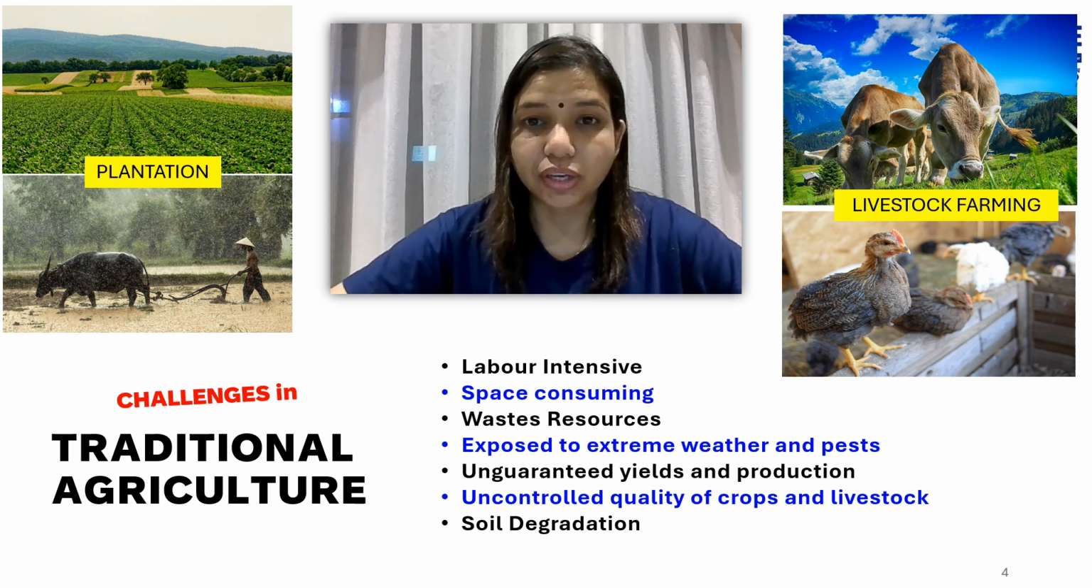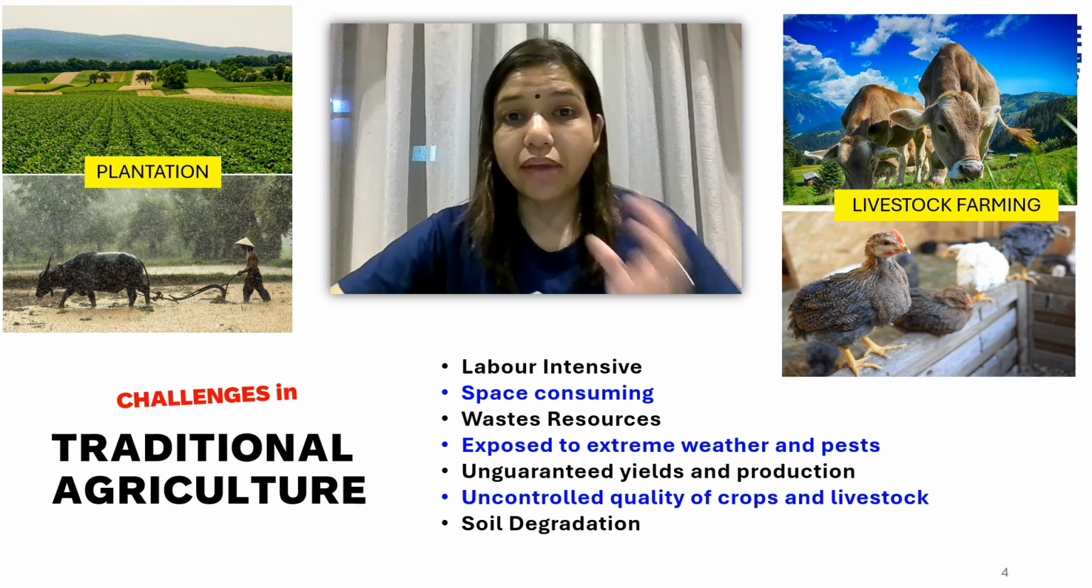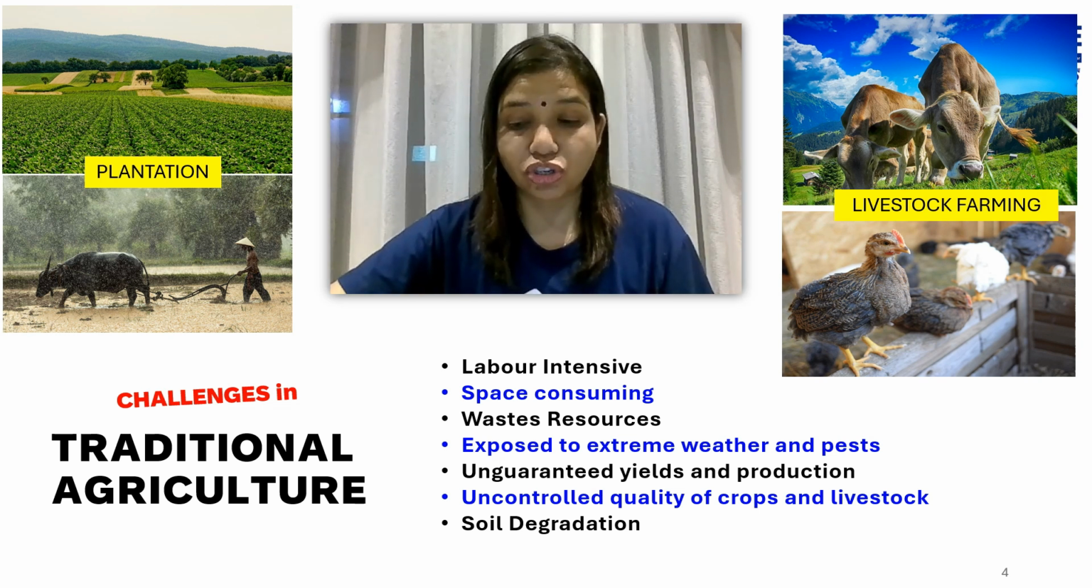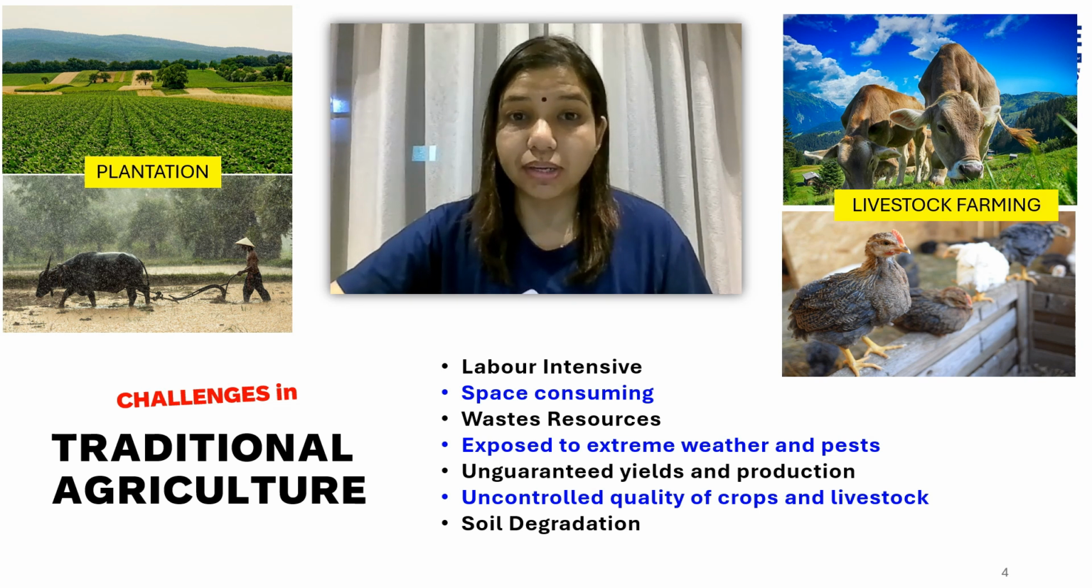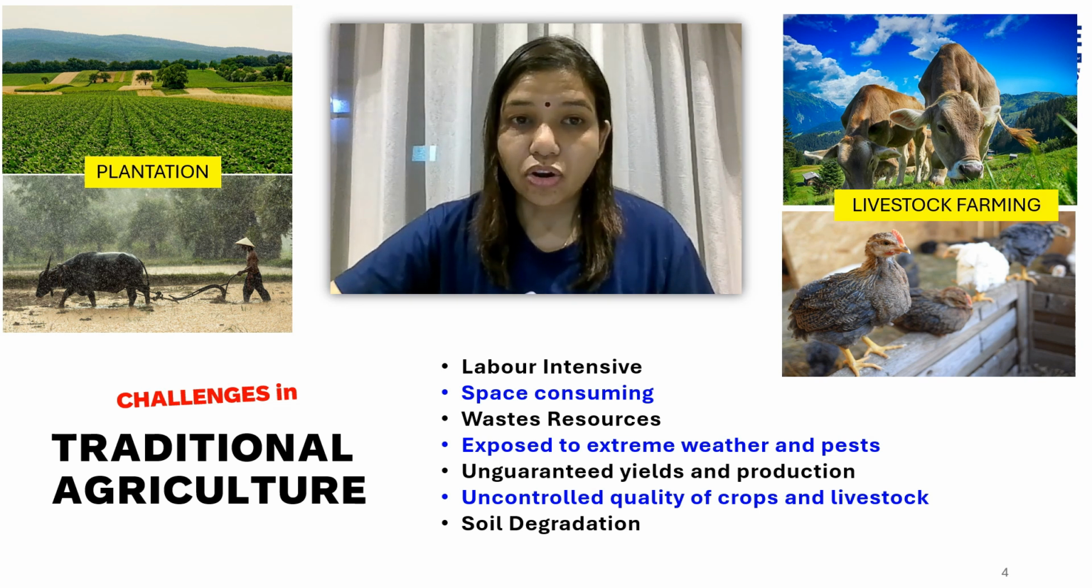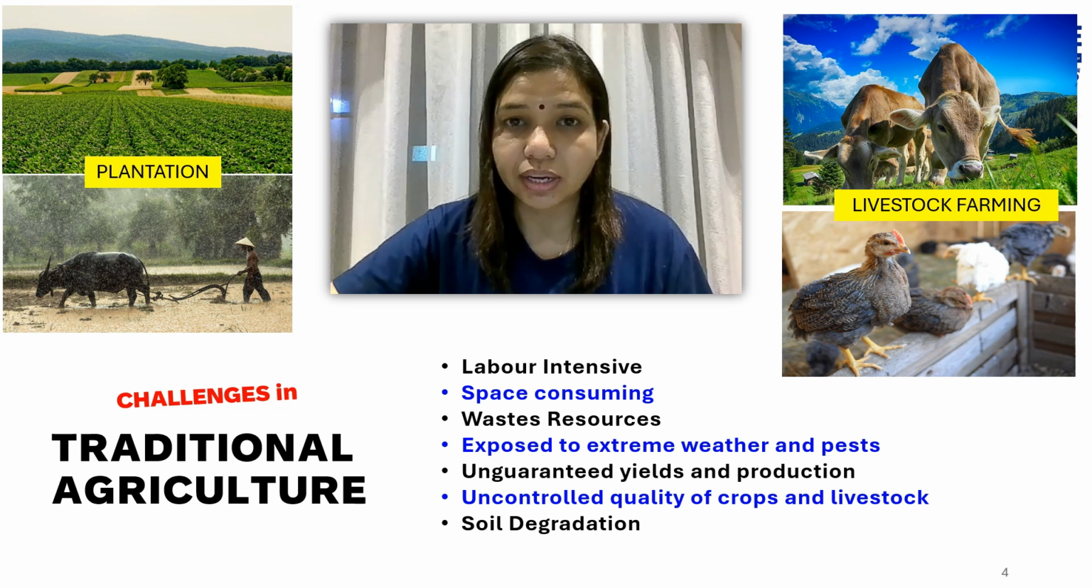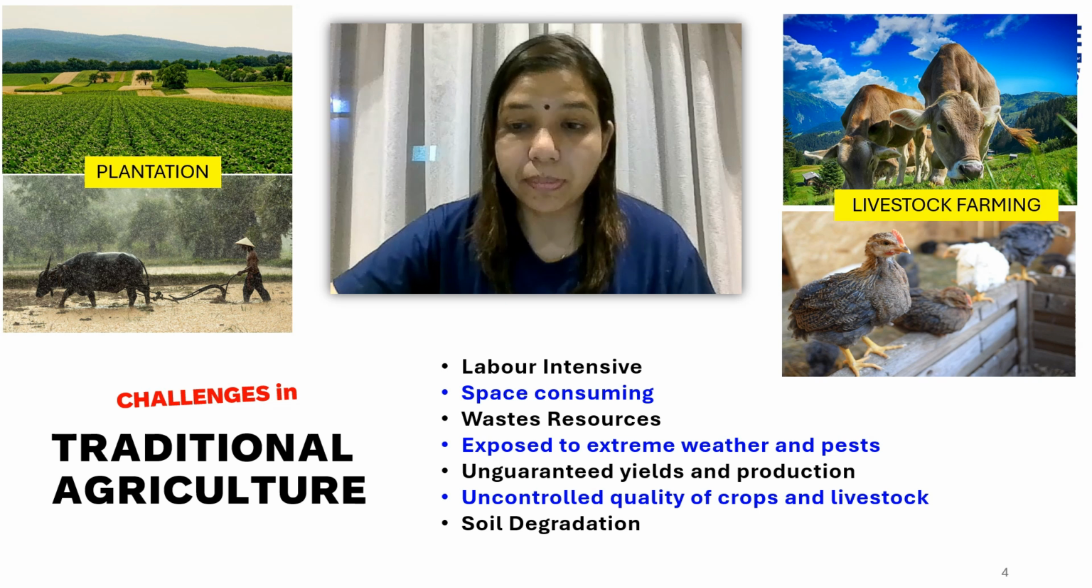Traditional agriculture can be divided into plantation and livestock monitoring. There are many challenges that come with traditional farming. For example, traditional farming can be extremely labor-intensive. Horizontal planting is space-consuming. The traditional methods waste a lot of water and fertilizer, most of which is absorbed by the land and not by the roots of the plants.